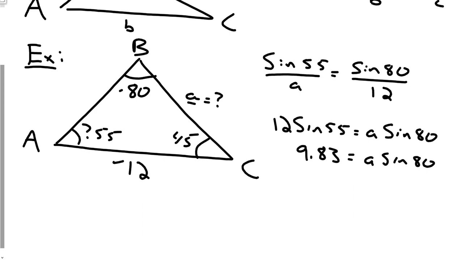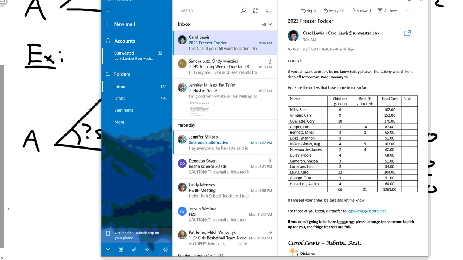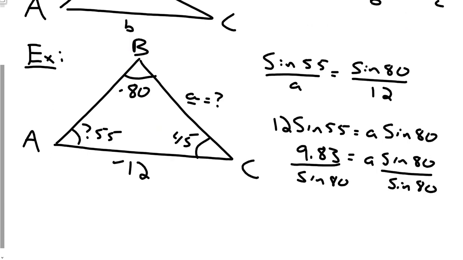Right? So to get a by itself, you divide both sides by sine 80. Now you don't have to do all of this work. You can do it all in one step. This could be your answer here.